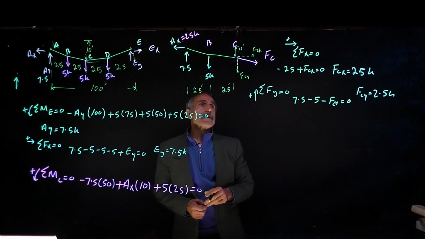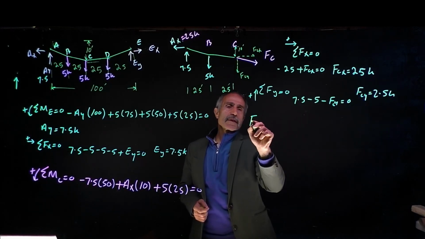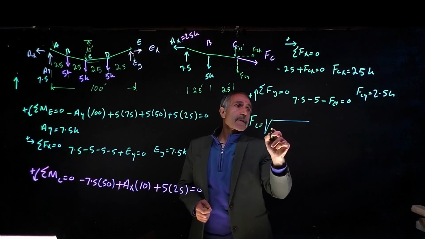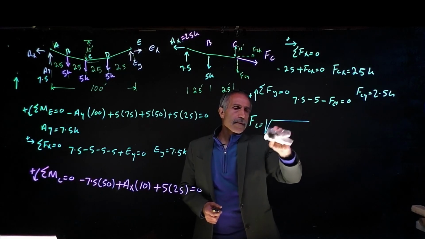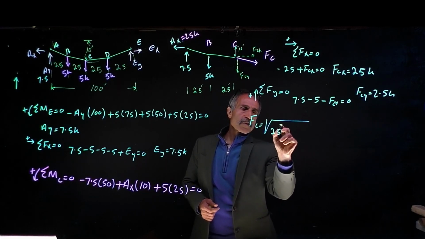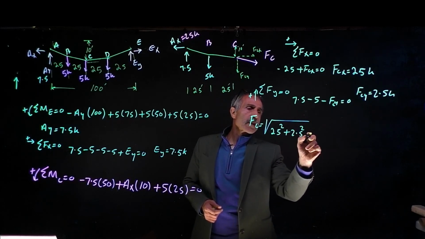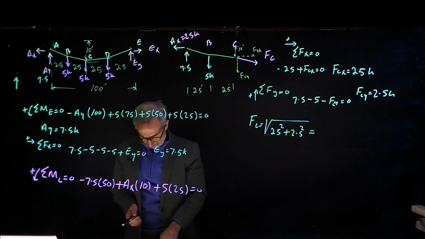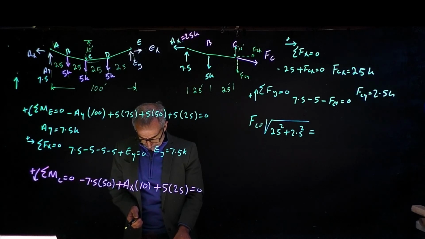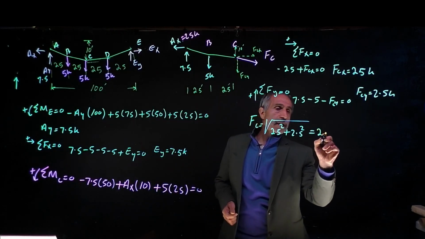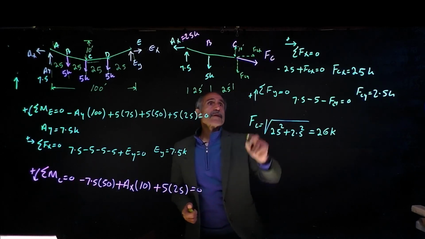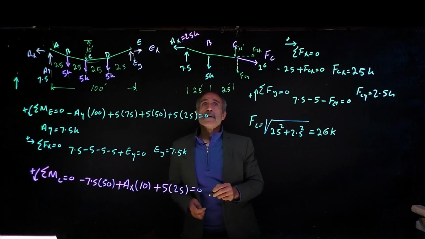Now I can find FC, which is basically the resultant of these two. FC comes out to the square root of 25 squared plus 2.5 squared, and that comes out to 26 kip. Let me check my number. So this has come out to 26.